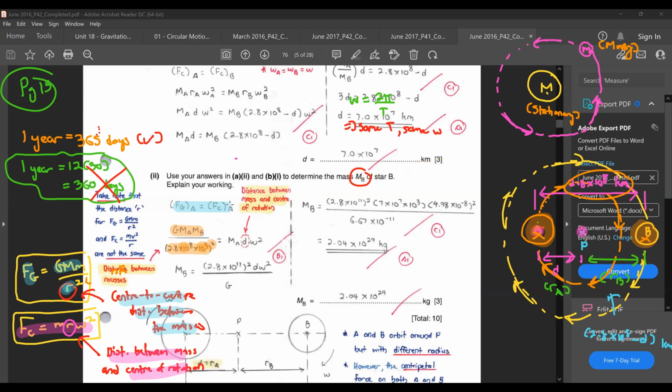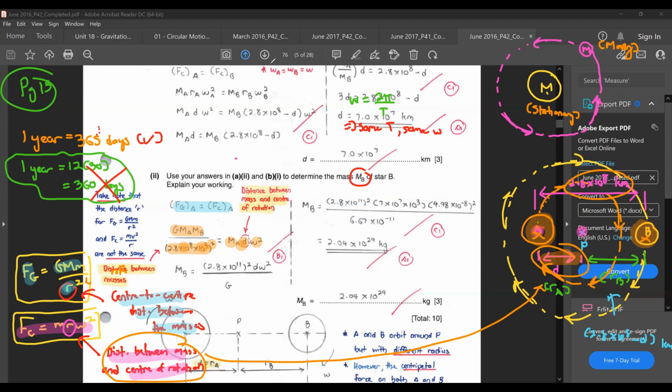my M r omega squared will actually be M D omega squared. So this D is this one. This one is the distance between the mass and the center of rotation, which is this one. Okay, they're not the same distance.